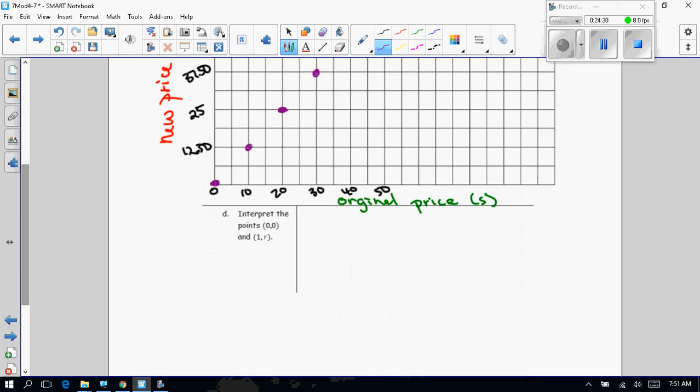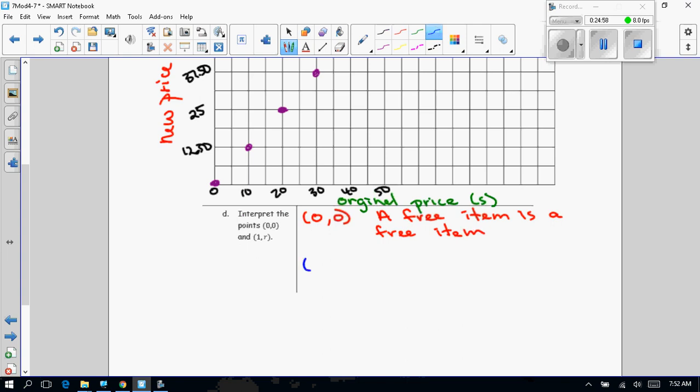We want to interpret the point 0, 0 on this graph. The original price was free and the new price is free. So even after I do the markup, a free item is still a free item. That's literally what I'm going to say: a free item is a free item. Didn't change its price at all.